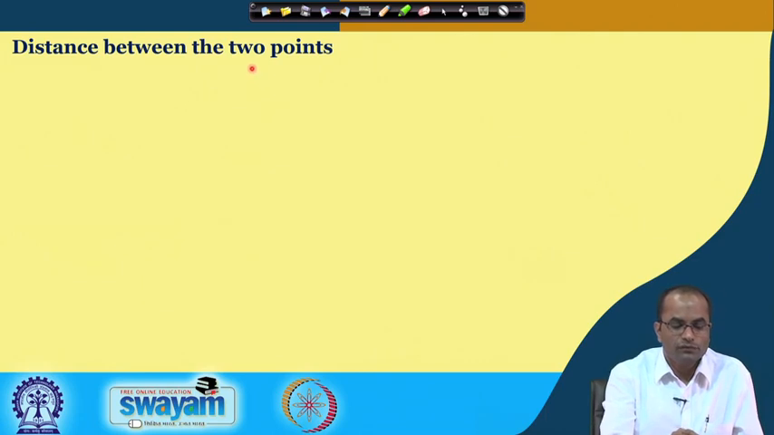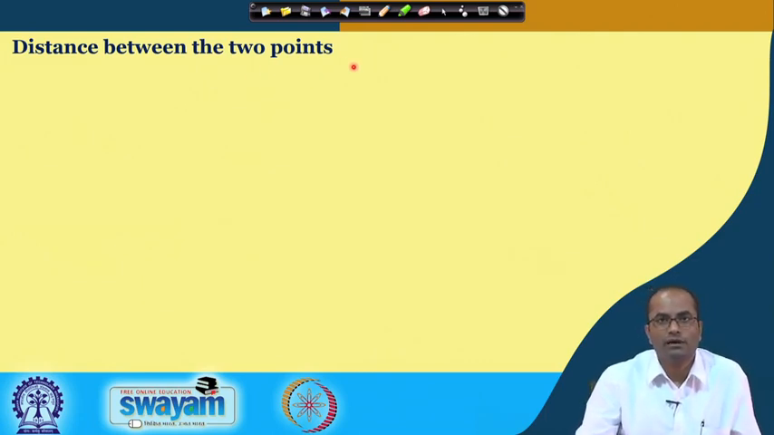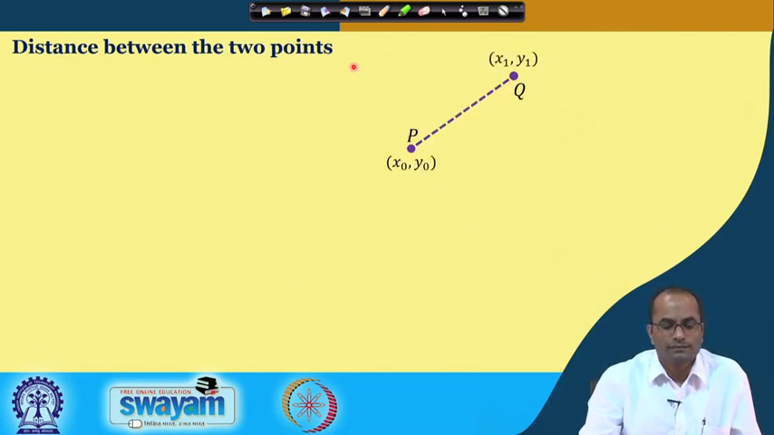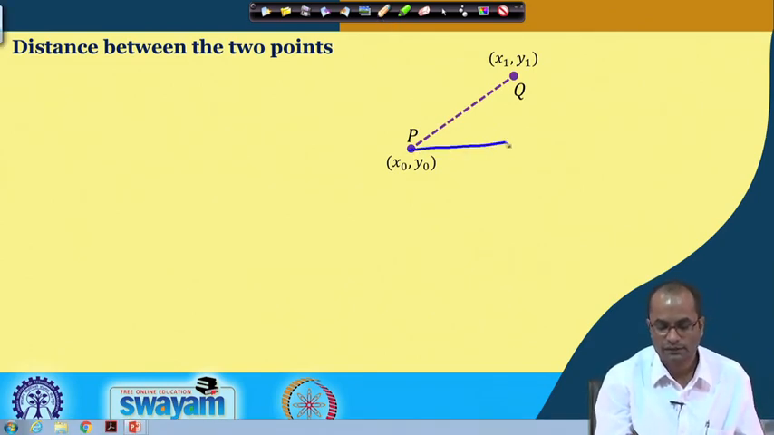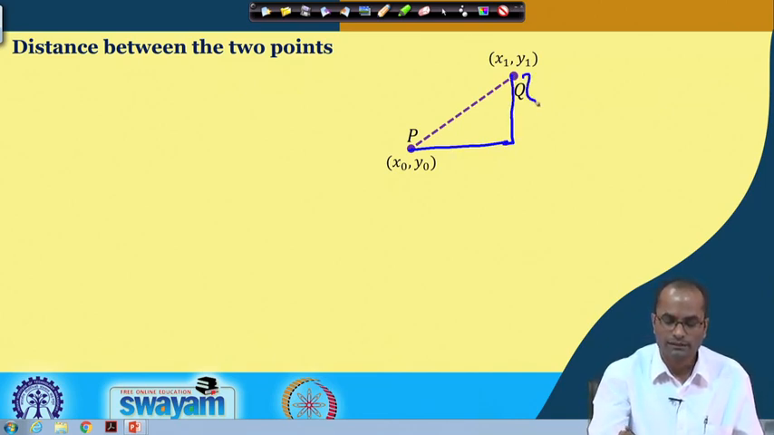Now, before we move to the limit and the continuity part later on, we need the concept of the distance between 2 points in the xy plane. So, if we have 2 points P and Q with coordinates (x0, y0) and (x1, y1), then what is the distance between these 2 points? We can easily find it if we form this triangle, where the height will be y1 minus y0 and the base is going to be x1 minus x0.